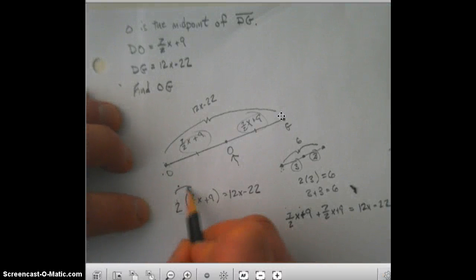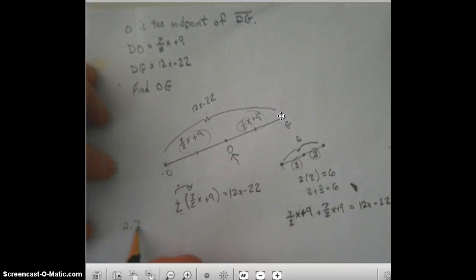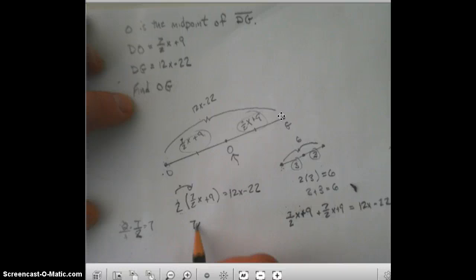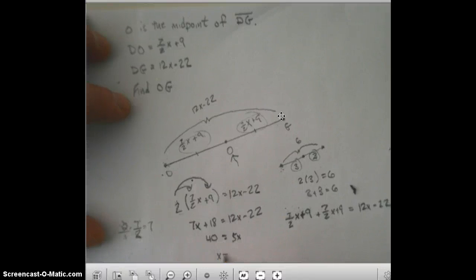If we take 2 and multiply it by 7/2, let's do that off to the side. We have 2 times 7/2, and that should be 2 over 1 times 7/2. The 2's cancel, and you have 7 over 1, which is 7. So 2 times 7/2 x is 7x. We have to distribute this 2 times 9, plus 18 equals 12x minus 22. Subtract 7x from both sides, and you get 5x, and add 22 to both sides and get 40, and x should equal 8.